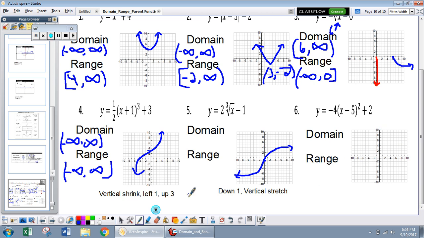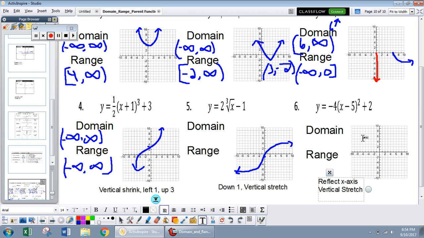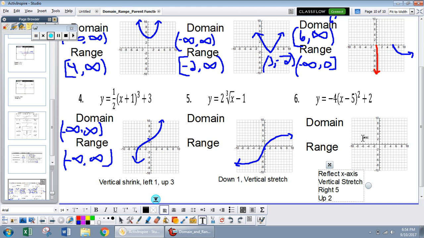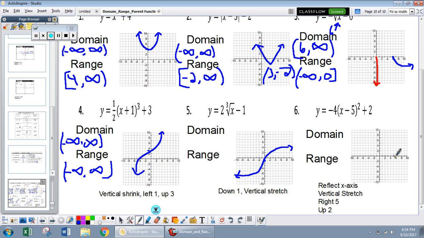All right, and the last one. Here we go. First thing we're going to do, negative on the outside: reflect over the x-axis. Always do that first. Then we've got a vertical stretch because of the 4. X minus 5 tells us we're going to shift right 5, and the plus 2 on the outside tells us we're going to go up 2. So right 5, up 2. Okay, there we go. It's reflected over the x-axis, so it's going to go up and down, and it's a vertical stretch, so it's going to be super skinny.